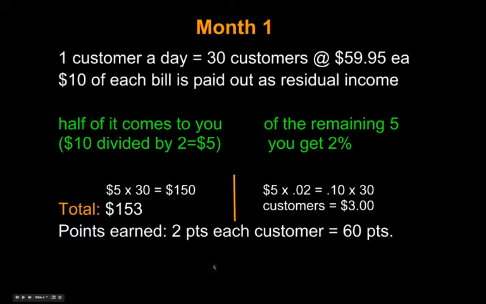Now, what you also need to be aware of is there are points. Points are attached to this service. And for every customer, this is how the company makes their bonuses, schedules out how much you will get paid. You get paid in points as well. So I'll show you how the points add up. Okay, so you got 2 points for each customer. 30 times 2, 60 points is what you got this month, plus $153.